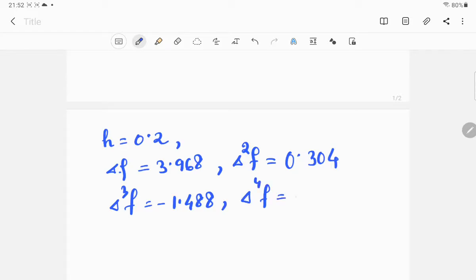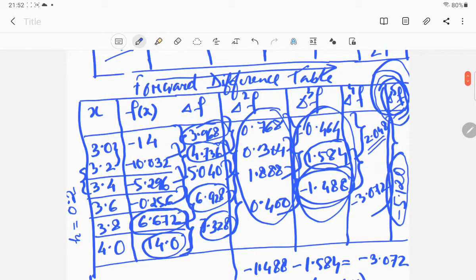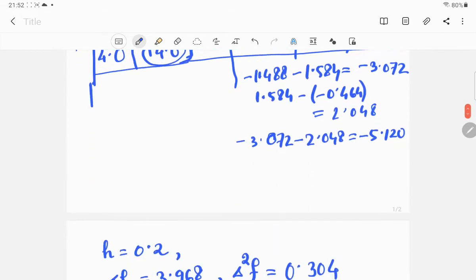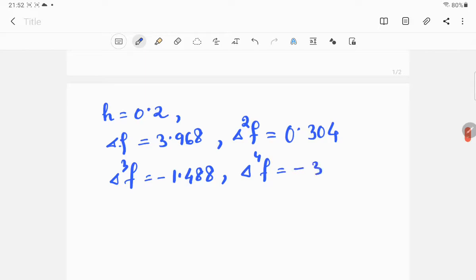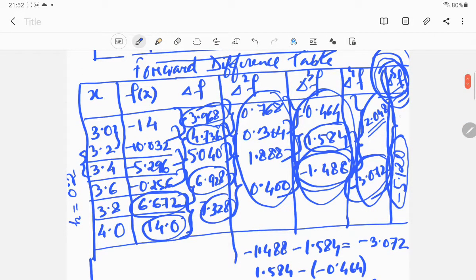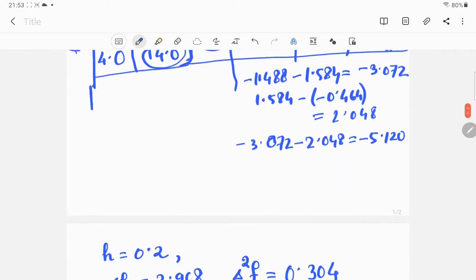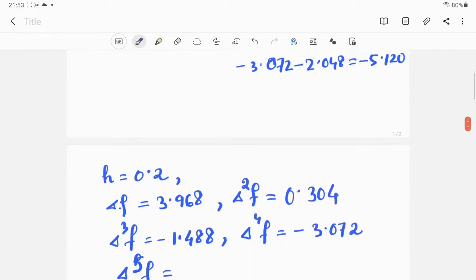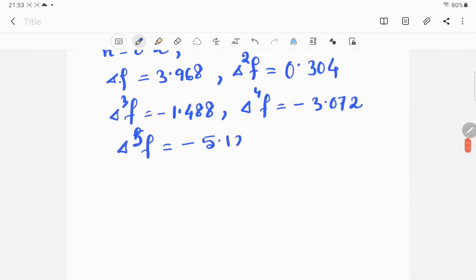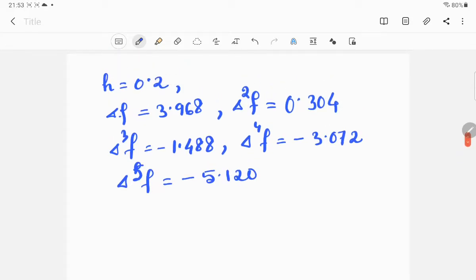Then for the fourth order, to check which one is the minimum, obviously minus 3.072 is the minimum. And for fifth order you don't have any option, you need to check this number only. So it is minus 5.120. So we have all the values, and you have been asked to find the derivative at x equal to 3.